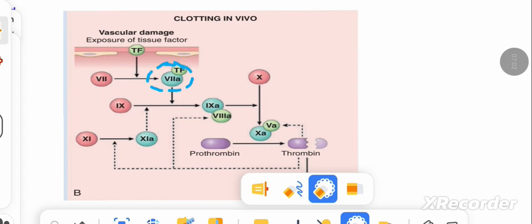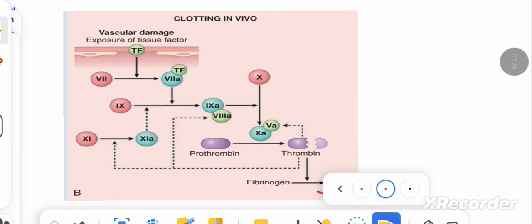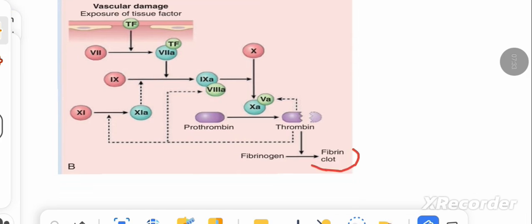So once it is active, due to this tissue factor, factor 7 will activate factor 9. So factor 7 activates factor 9. So factor 9 now will activate factor 10. So the active factor 10 will activate prothrombin. So prothrombin is the inactive form, then the active form is thrombin, okay?